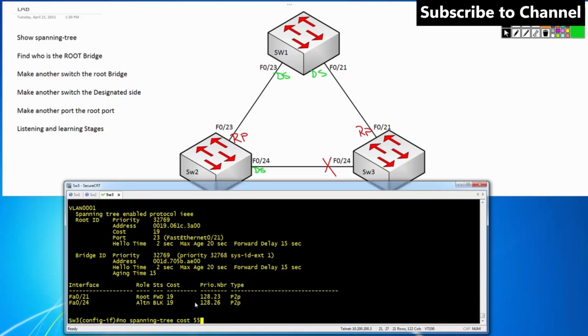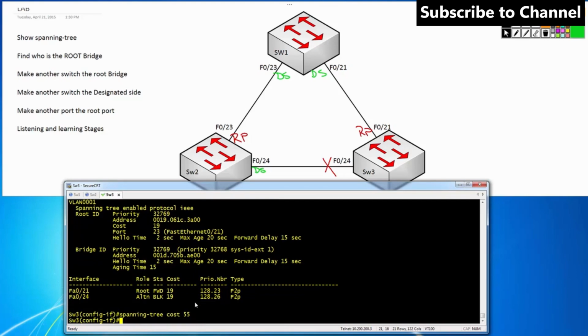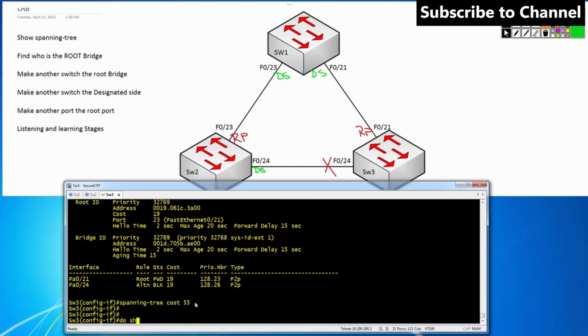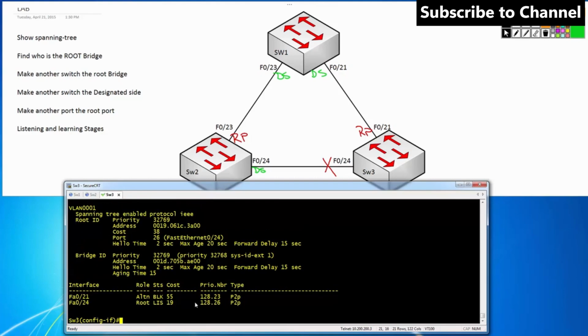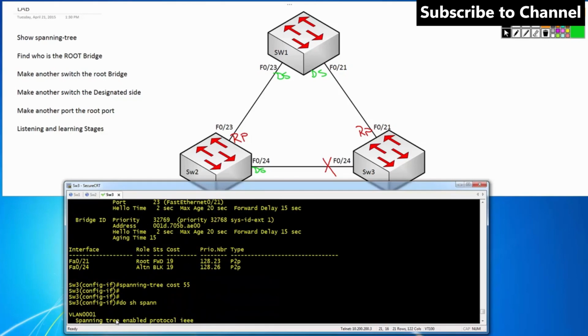Okay, we're going to go back and make this change of cost 55. Notice that when we make this cost change, notice what happened. 24 now becomes the root port. See, you've got to understand why when we make these changes, spanning tree is paying attention at all times. These BPDUs in the background are paying attention to everything. Any changes that are made, it's going to alert the root bridge.